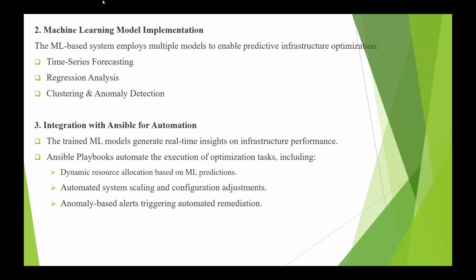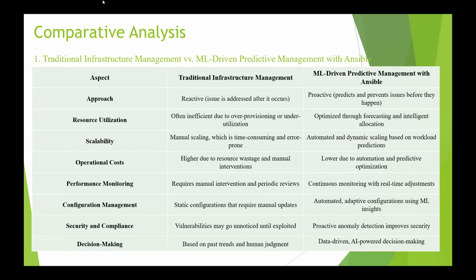The next is machine learning model implementation. The machine learning based system employs multiple models to enhance predictive infrastructure optimization, like time series forecasting, regression analysis, clustering, and anomaly detection. Now, here is the comparative analysis between the traditional infrastructure management and the machine learning driven predictive management with Ansible. The approach in traditional management is that issues are addressed after they occur. But in case of machine learning predictive management with Ansible, it predicts and prevents issues before they happen.